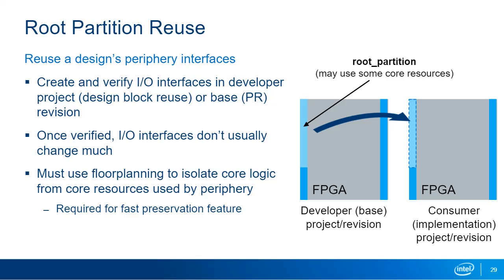As mentioned, the root partition reuse flow requires floor planning. This is necessary to isolate the custom core logic design from the periphery, which may make use of some core device resources. Floor planning provides a dedicated area on the chip for the custom core design that will be optimized through fast preservation, while still providing full access to the reused periphery interfaces.